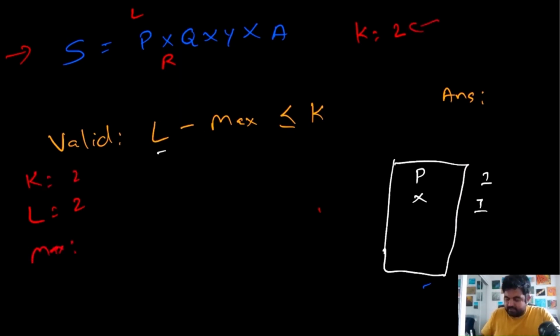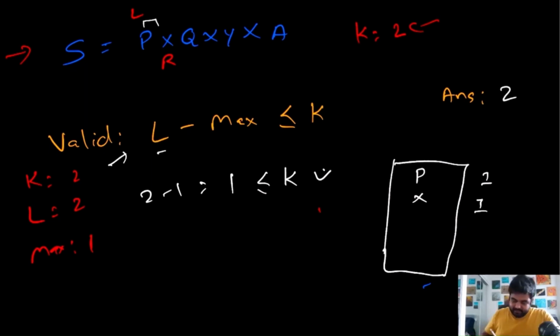So maximum occurrence is still 1, as we can see over here. So if we apply this formula, 2 minus 1, which is actually 1, and 1 is less than or equal to the value of k, so that is true. Because this is true, we can say that the length of at least 2 characters can be part of the answer. So we will mention that in the answer.